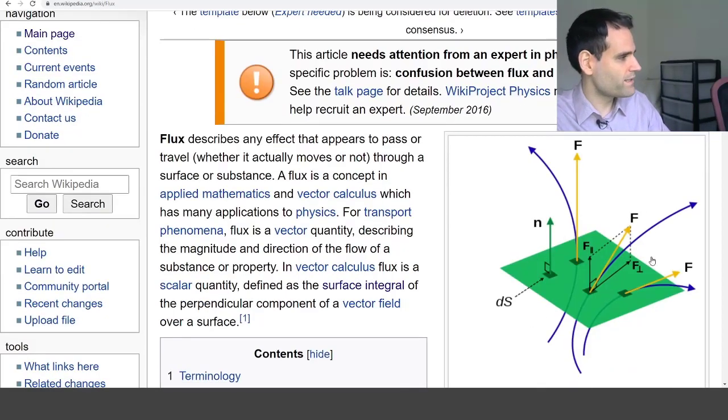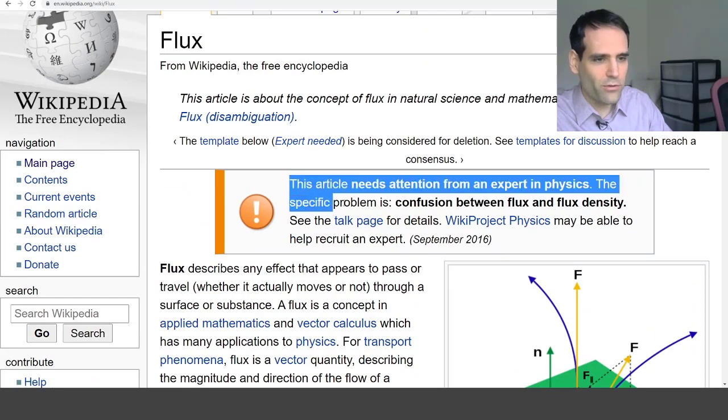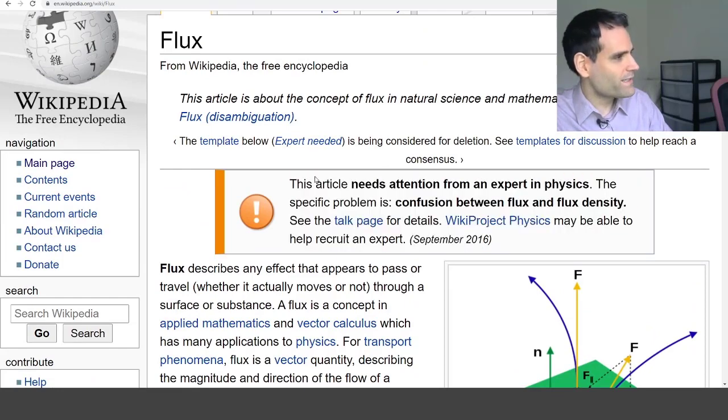And it has this nice image that hopefully after this video you will understand. More importantly though, I liked this notice that says this article needs attention from an expert in physics. The specific problem is there is confusion between flux and flux density. And I agree, after reading throughout a little bit of the article, that there is a confusion. So hopefully you won't have this confusion when I finish explaining the flux to you.